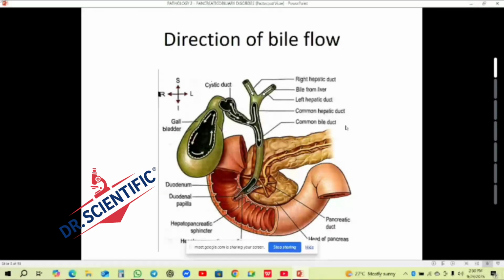So basically jaundice, J-A-U-N-D-I-C-E. It's yellow coloration of the tissues owing to bile pigment. So basically the tissues become yellow because of the accumulation of bile pigments.